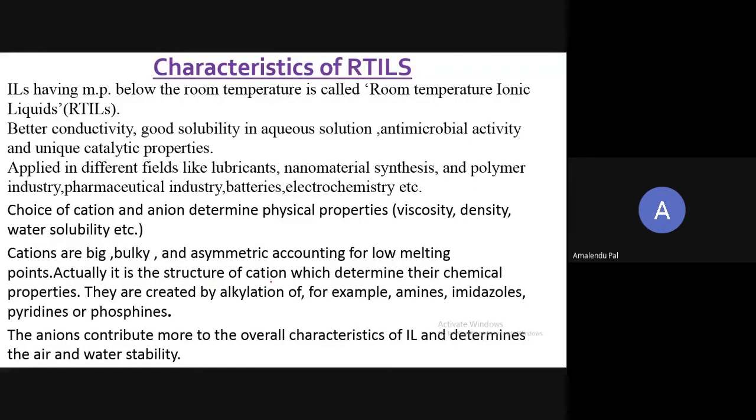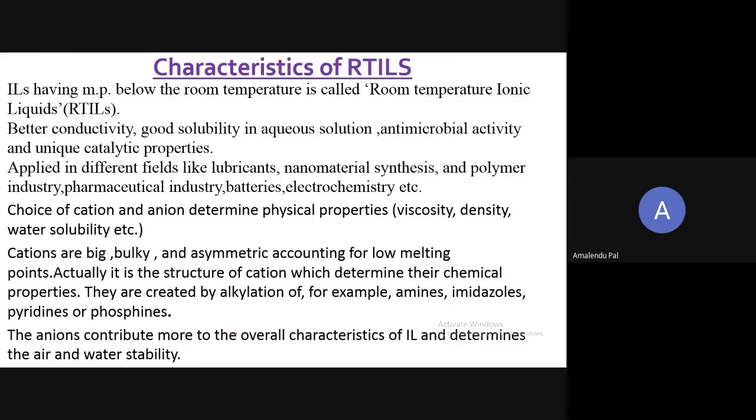Actually, the structure of the cation mainly determines the chemical and physical properties of the ionic liquids. So these are created by alkylation of amine, imidazole, pyridine, phosphine. There are 8 types of cation. This is very, very important. So the cation will determine the physical and chemical properties of the ionic liquids.